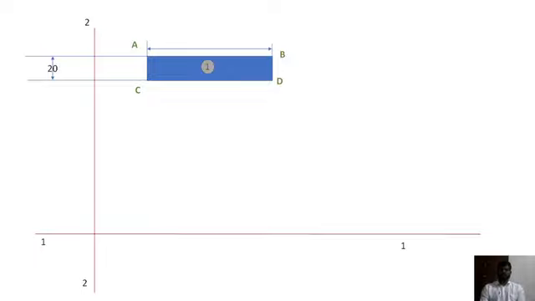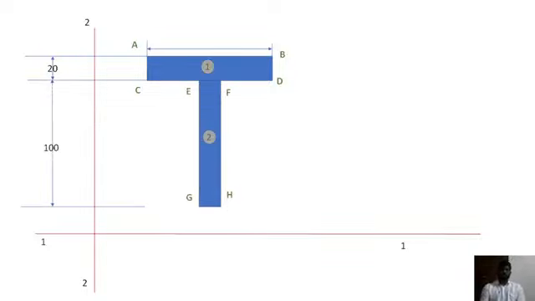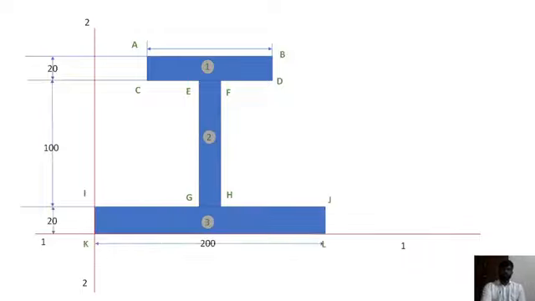The first rectangle ABCD, the dimension is 100 into 20 mm. The second rectangle EFGH has dimension 100 into 20 mm. The third rectangle IJKL is 200 into 20 mm. So now we are going to find out y1, y2 and y3.